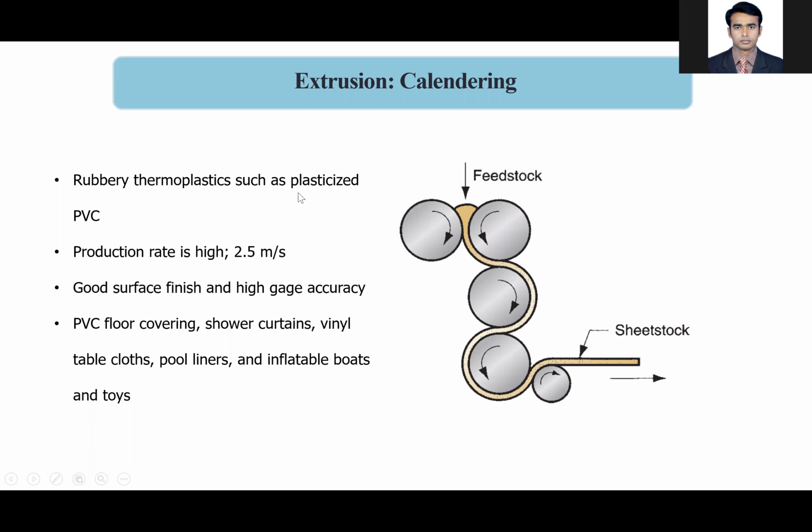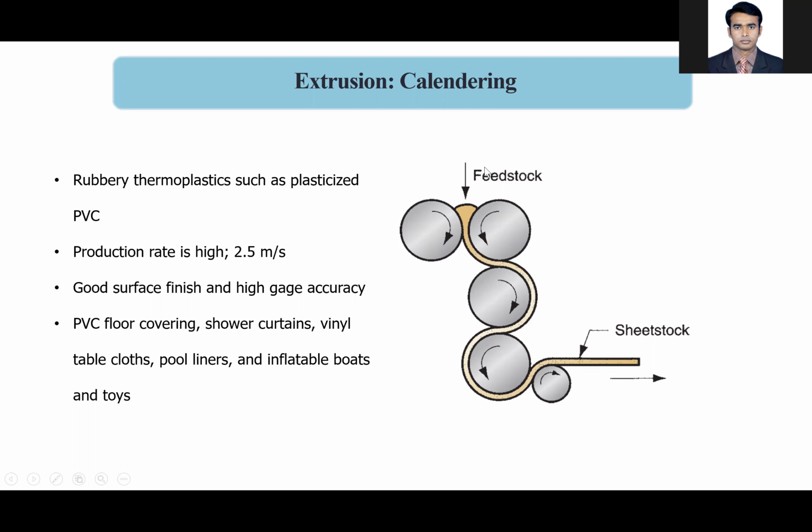The next one is also extrusion. The name is calendering. It's similar to a 2-high roll or 3-high roll, something like we studied in the manufacturing process for metal forming. The rubbery thermoplastics, such as plasticized PVC, the PVC that is rubbery, we call it plasticized because some other ingredients called plasticizer are used with the PVC to make it rubbery or flexible.